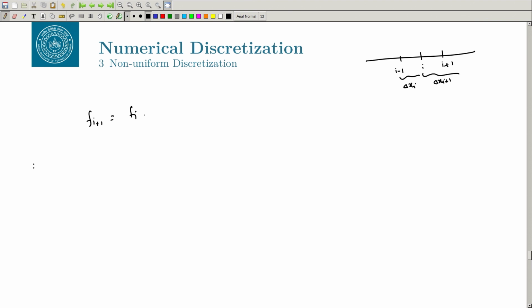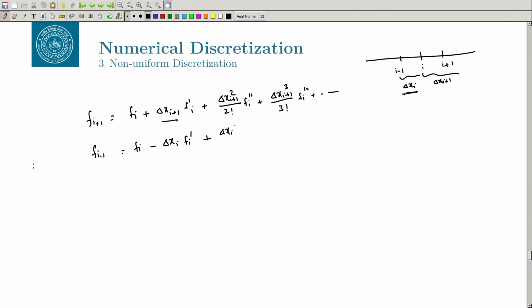So, you will have f I plus 1 equals f I plus delta x I plus 1 f prime I plus delta x I plus 1 square by factorial 2 f double prime I plus delta x I plus 1 cube by factorial 3 f triple prime I and so on and so forth. f I minus 1 will be f I minus delta x I, right. Here it is I plus 1, but here it is delta x I, okay, f I prime plus delta x I square by factorial 2 f I double prime minus delta x I cube by factorial 3 f I triple prime. Okay. This is your 1 and this is your 2.